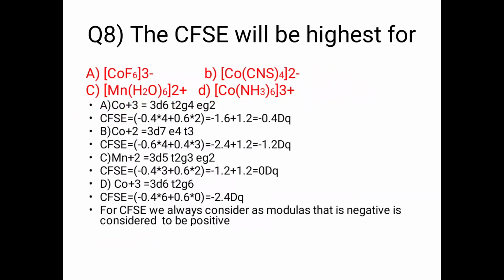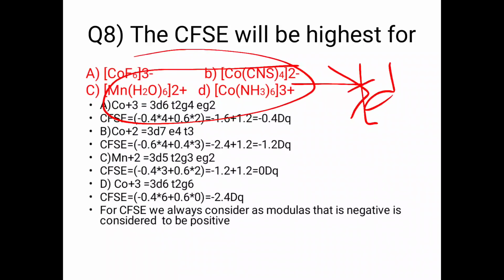That's right. Then the CFSE will be highest for... You need to calculate the CFSE of all these complexes and you need to identify which one has the highest CFSE. Note that this is tetrahedral and not octahedral. Rest all three are octahedral. If you assume this one also to be octahedral, you'll definitely make a mistake. I have calculated the CFSEs of all, and you always have to assume that it is modulus CFSE. Even though it comes negative, you have to assume it to be positive, and the one which has the higher number is considered to be the complex having high CFSE. That is your option number D.